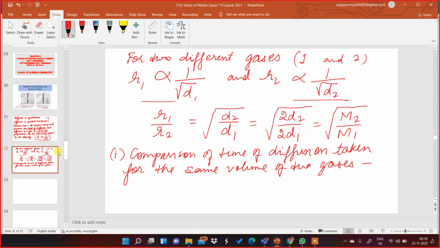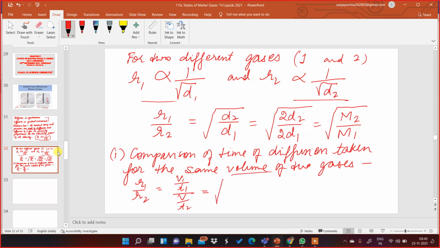So here we have r1 by r2 is equal to the density. We convert this, and we are putting in time there. So I can have V1, the volume, which is the same, so it will be V only. V by t1 divided by V by t2.